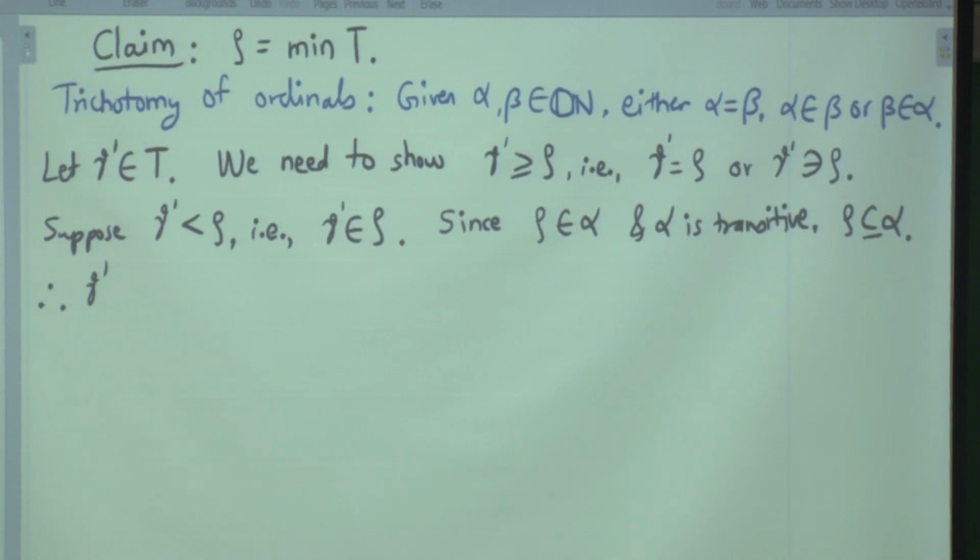Gamma prime is an element of rho, so gamma prime is also an element of alpha. Okay, so where was gamma prime? We started with gamma prime in T. So now gamma prime was in T, and we concluded that it is in alpha. Therefore gamma prime is in alpha intersection T.